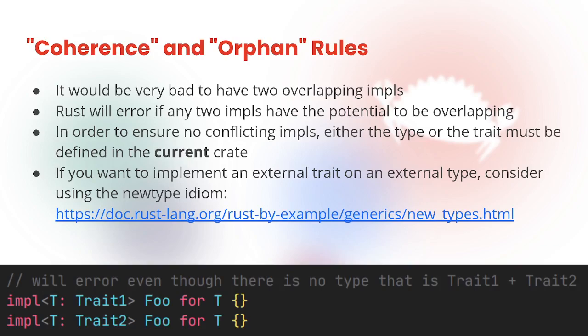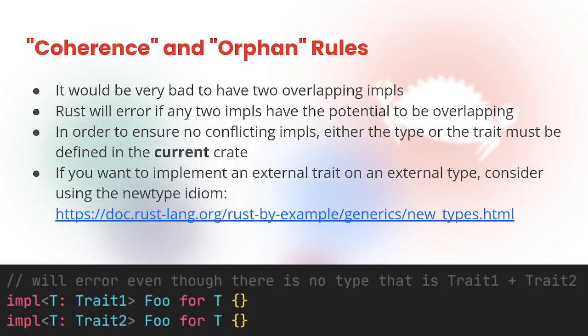So you could not implement Clone for vectors of ints, because if you have two crates that do that, then they have conflicting implementations, right? So this is sort of to get around the C++ thing where anyone can define anything they want, and then when you import multiple libraries, everything crashes and burns.